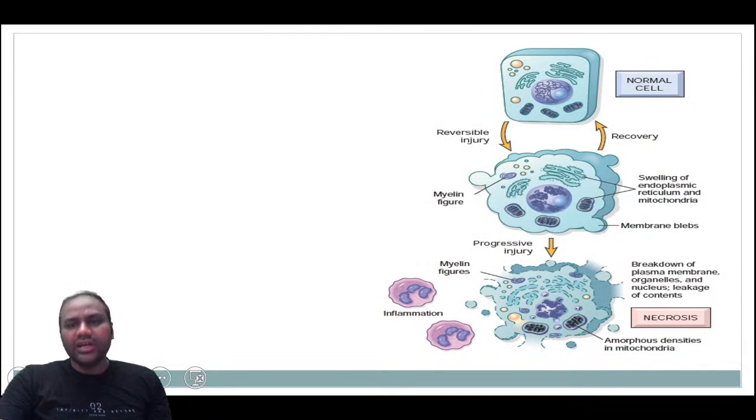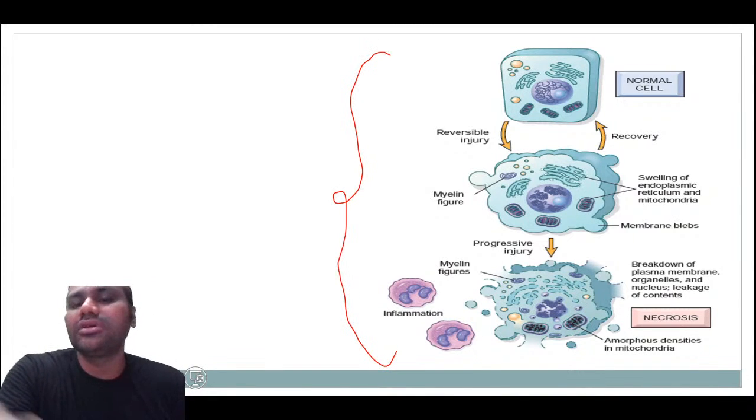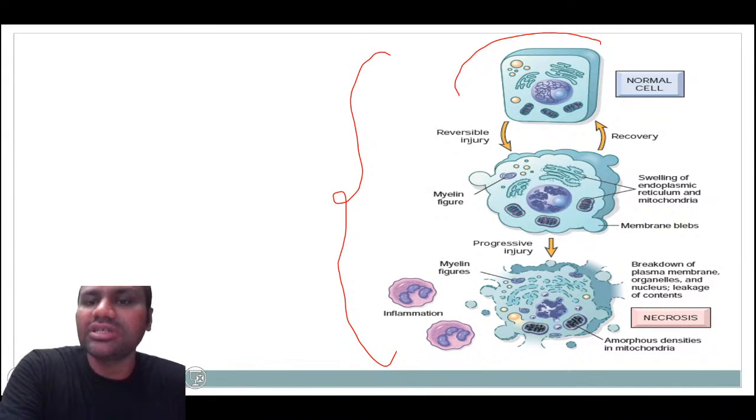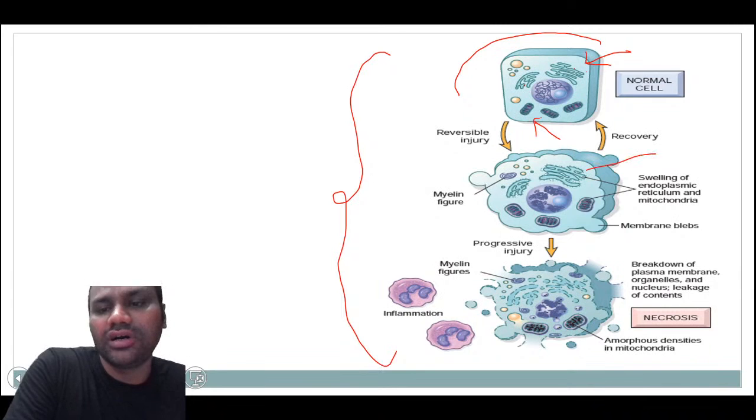So now this figure sums up our necrosis. We have a normal cell, with rough endoplasmic reticulum and ribosomes attached to it, and also mitochondria and all different organelles. Now whenever there is a reversible injury, what we can see is swelling of rough endoplasmic reticulum, and obviously the ribosomes will detach from it, and there is also swelling of mitochondria.